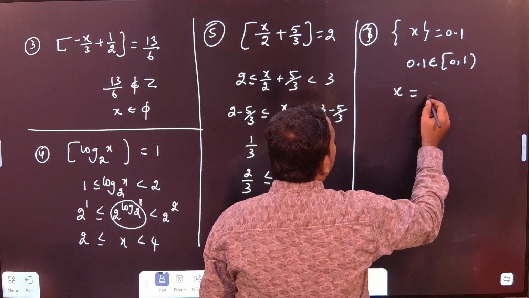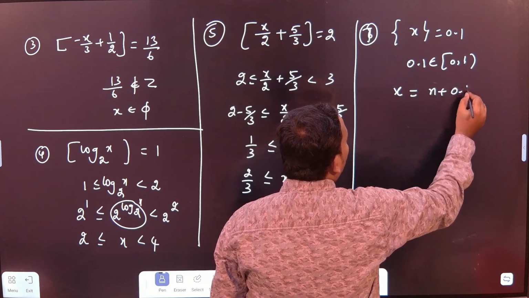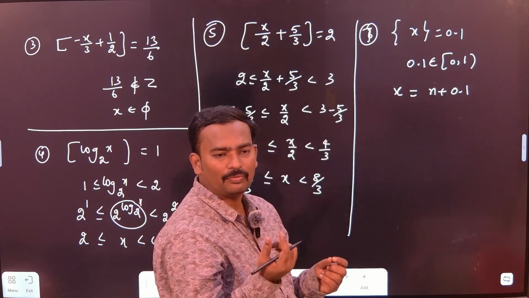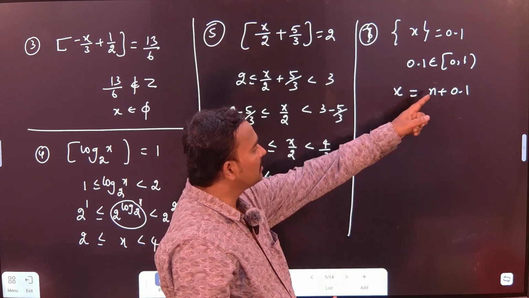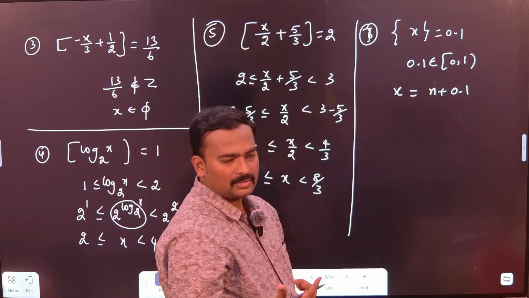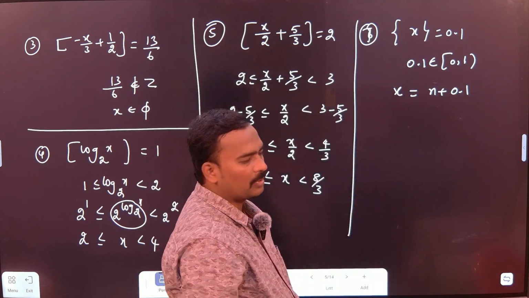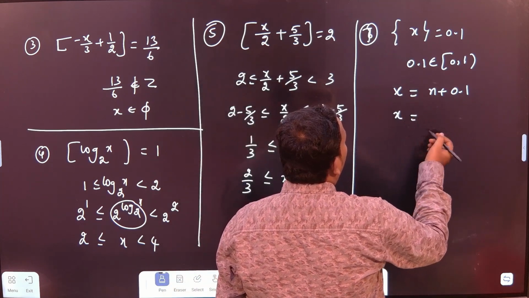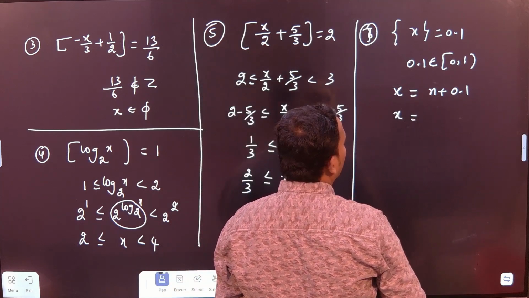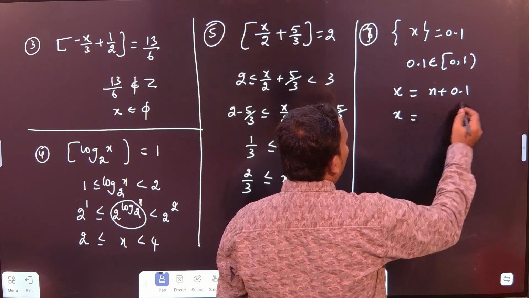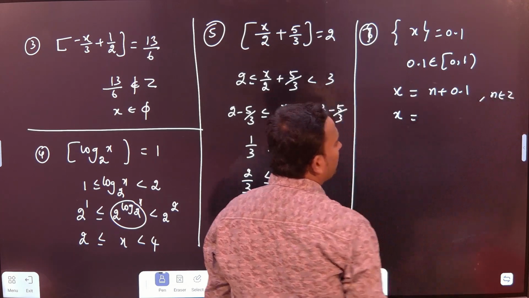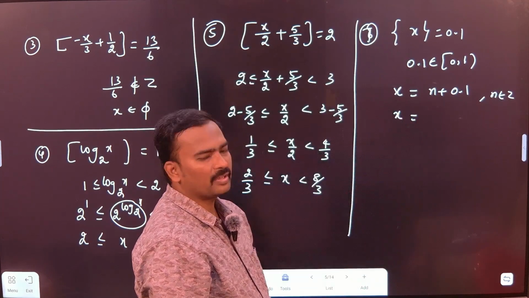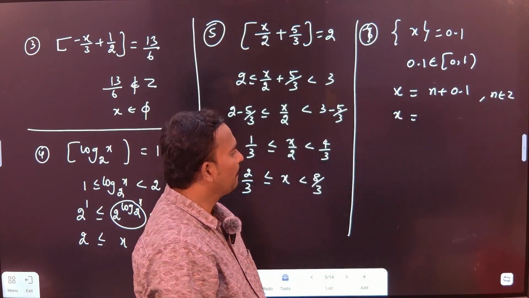So you can write x is equal to n plus 0.1, because any real number can be written as the sum of the greatest integer n, an integer, plus the fractional part. So n belongs to any integers. So there are infinitely many solutions possible. Depending on n, you can find different x values, right?